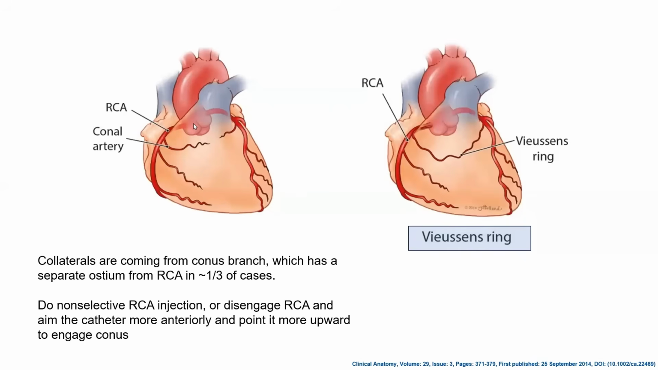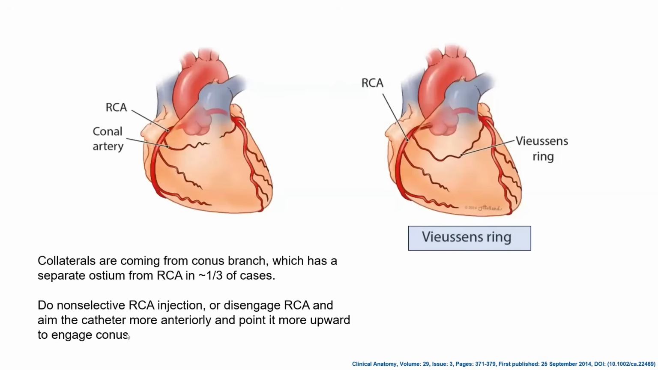So what happens when you engage the RCA in that patient? You did not see the conus. The conus had a separate ostium. So you missed the fact that you had a collateral to the LAD. So in that case, you need to be aware of it. I don't see any collateral to the LAD. There must be a conal collateral. I must see the conus.